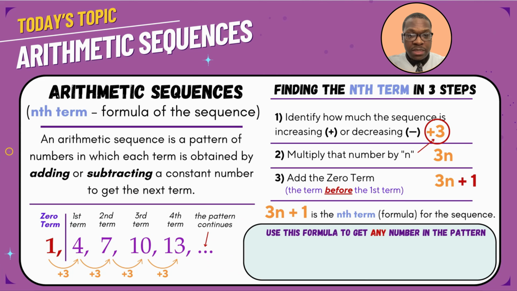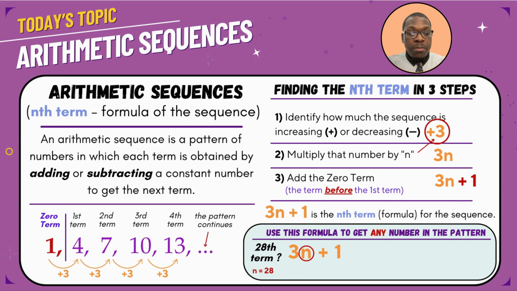So let's put that to the test. We're going to use that formula to get even bigger numbers than just the first, second, third, and fourth that we had earlier. So our formula, once again, is 3n plus 1. I want to know, what is the 28th term? Now, n stands for number. What number are we looking for? In this particular case, we're looking for the 28th number.